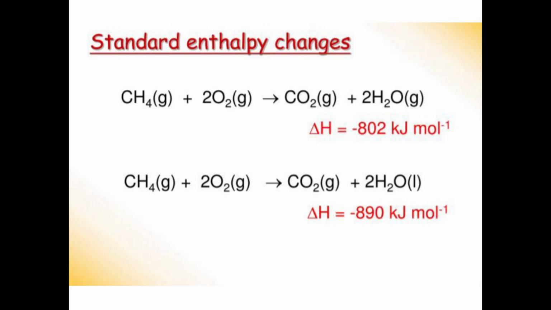This is a typical example. After the equation, you just put a semicolon, then delta H is equal to whatever it is. So it's showing the heat content or the enthalpy change of that reaction. That type of equation is known as a thermochemical equation.